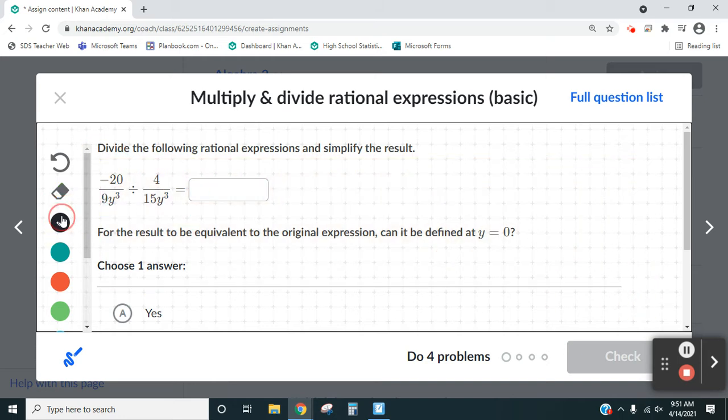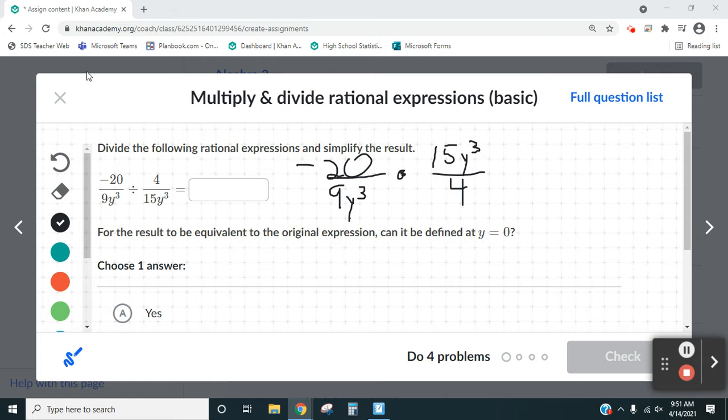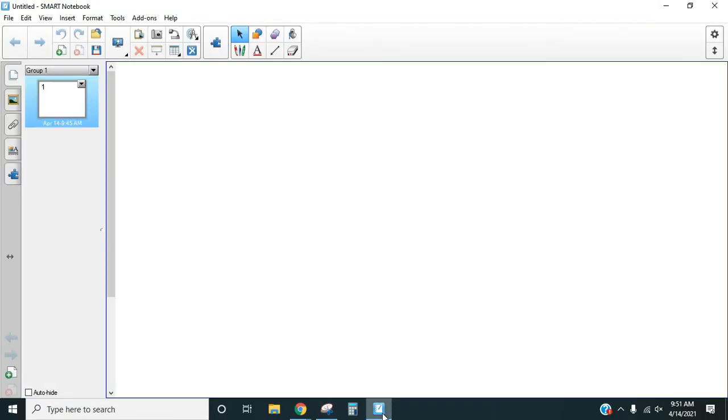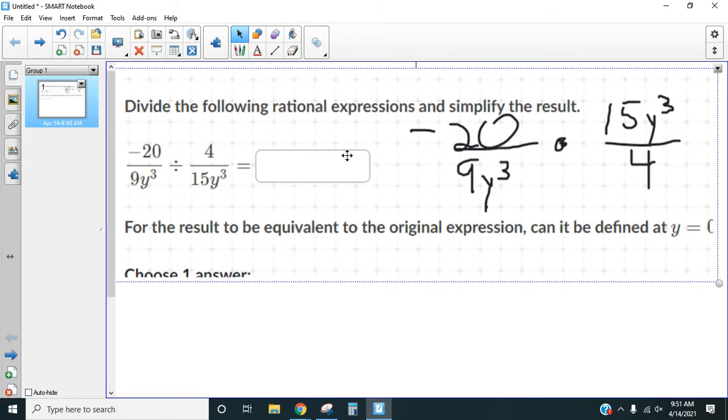All right, now let's simplify this stuff. When you divide by a fraction, what do we do? We do two things. Flip and times, right? So we're going to flip the fraction, and we're going to multiply. Let's copy it over, a little more space that way.